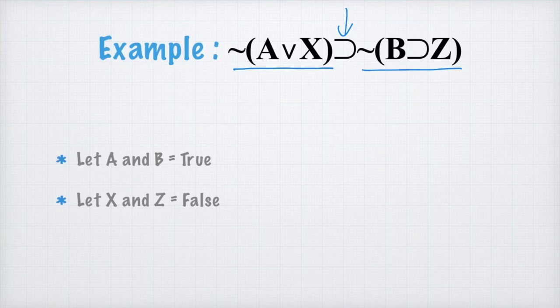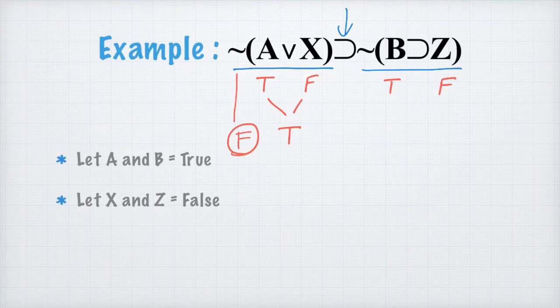Now, what do I do? I assign the truth values. So A is true, X is false, B is true, Z is false. Now again, remember, always work from what's inside the parentheses out. So you don't want to apply the negation until you've done what's in the parentheses. So I go to my OR table, which we just talked about. When the left disjunct is true and the right disjunct is false, T or F is true. Now this I know is negated, so I have to take into account the negation, which means this entire thing is false on this side.